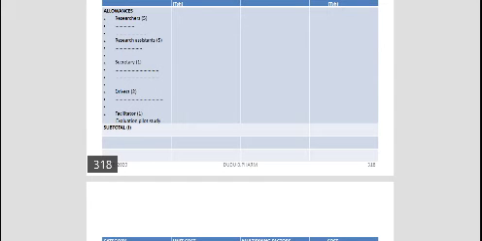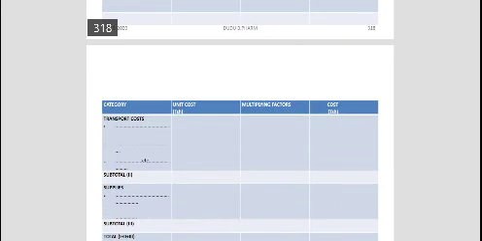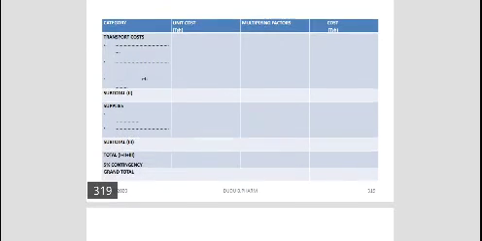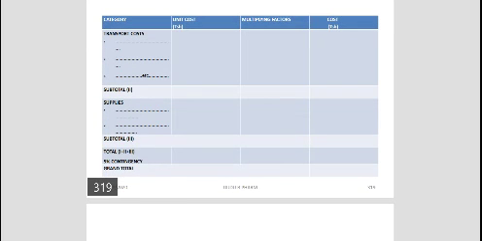Then at least you get the subtotal, not the total. Then you come to transport cost, we give the subtotal. You come to supplies, you give the subtotal.